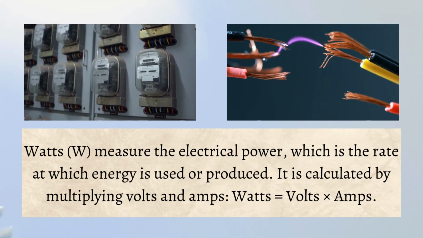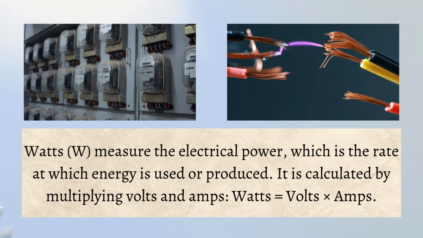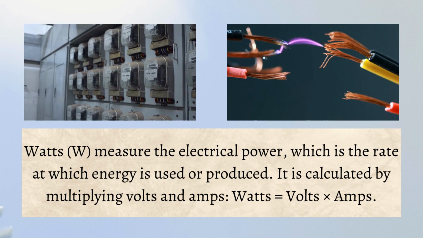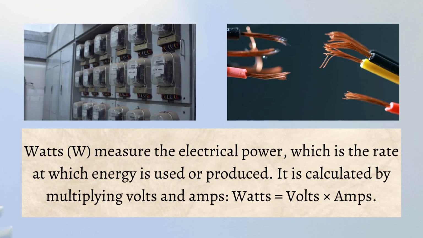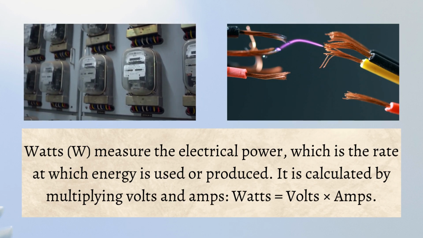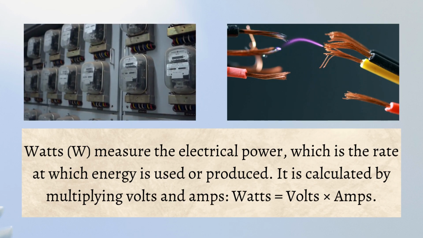Watts, W, measure the electrical power, which is the rate at which energy is used or produced. It is calculated by multiplying volts and amps. Watts equals volts times amps.